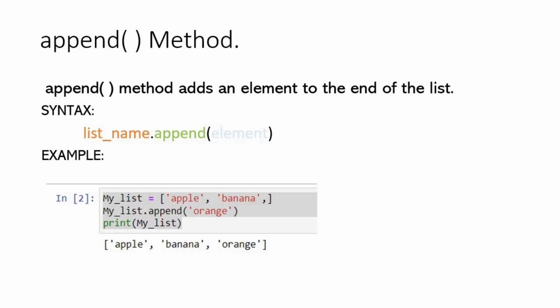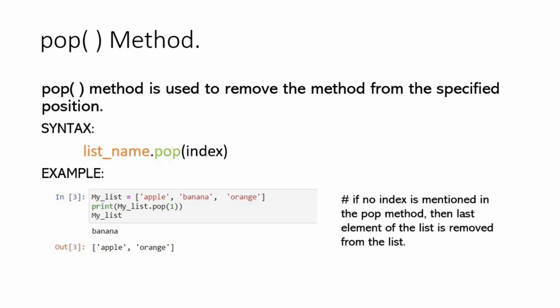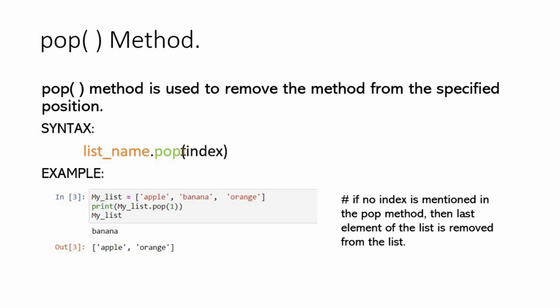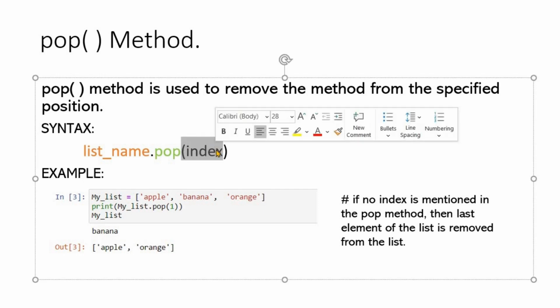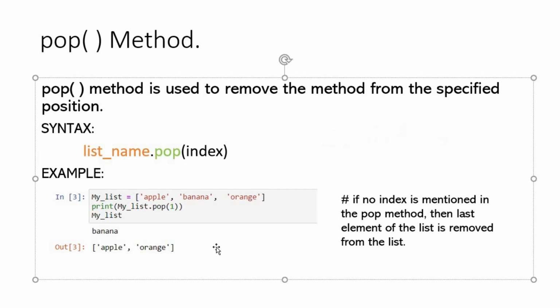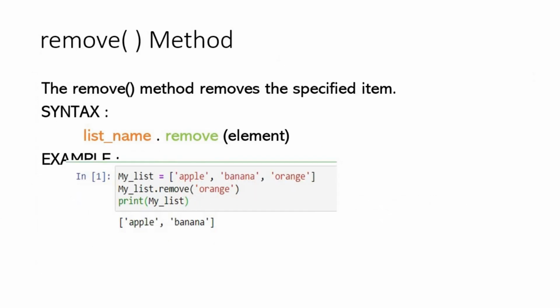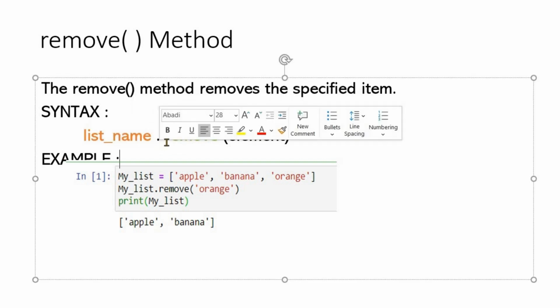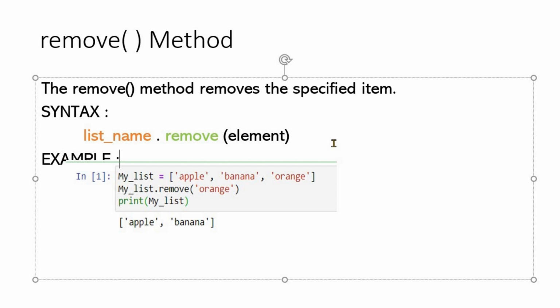Similarly, like the pop method, we also have another method called the remove method. The remove method can also remove an element. The only difference from the pop method is that in the pop method we had to pass an index. Suppose we don't know the index position of the element which we want to remove, then we can use the element itself with the remove method. For using it, we write the name of our variable or list followed by the remove method, and within the parentheses we write the element which we want to remove.